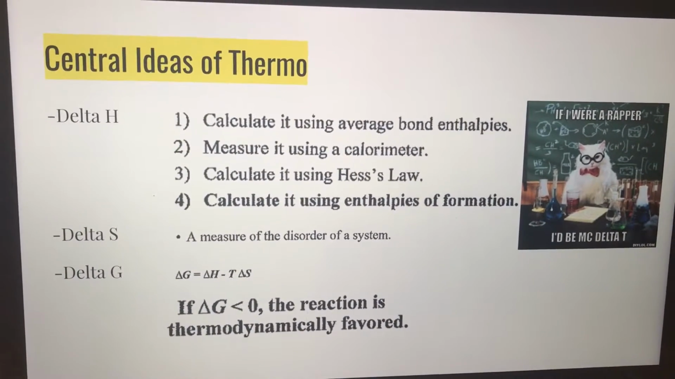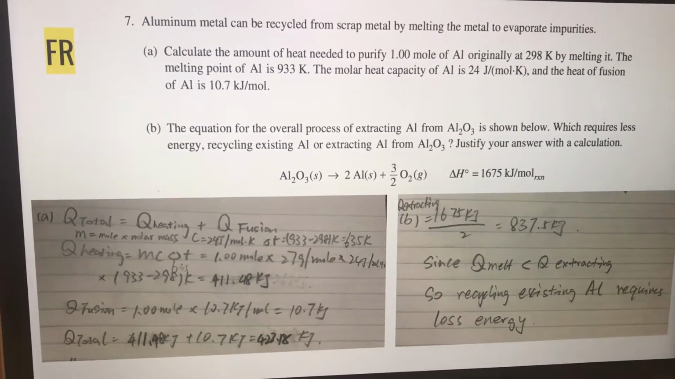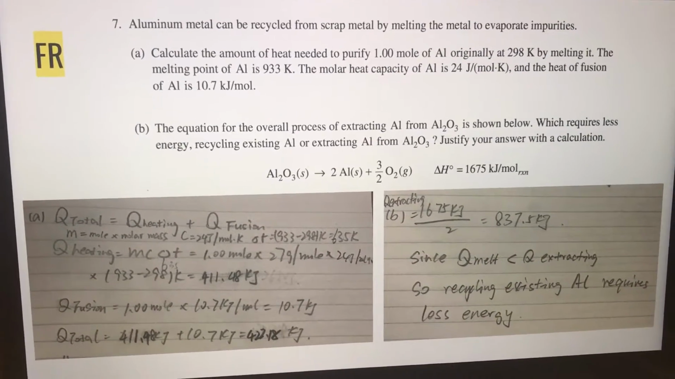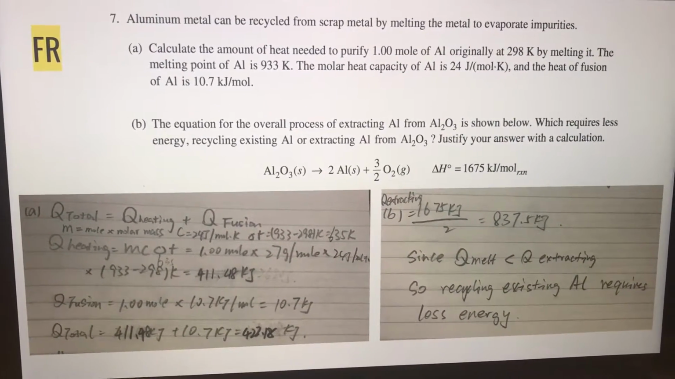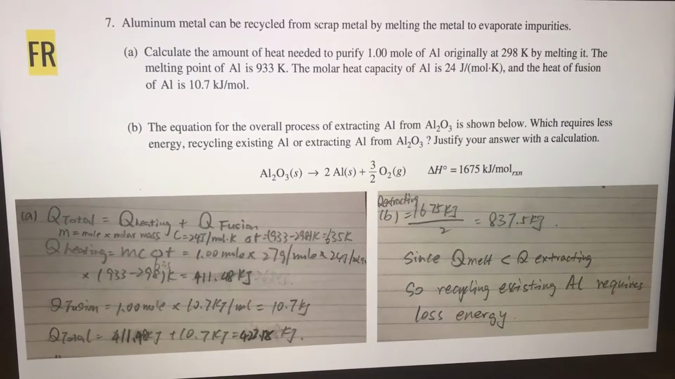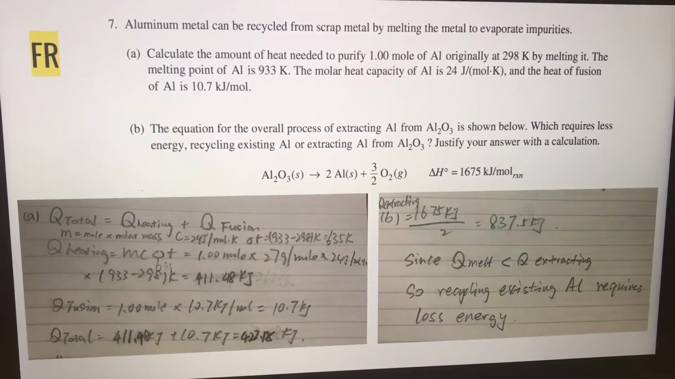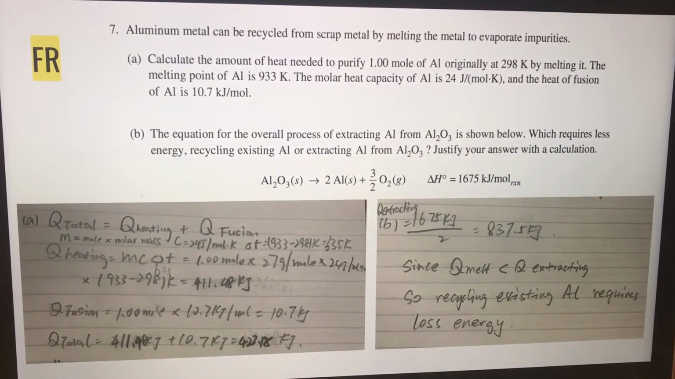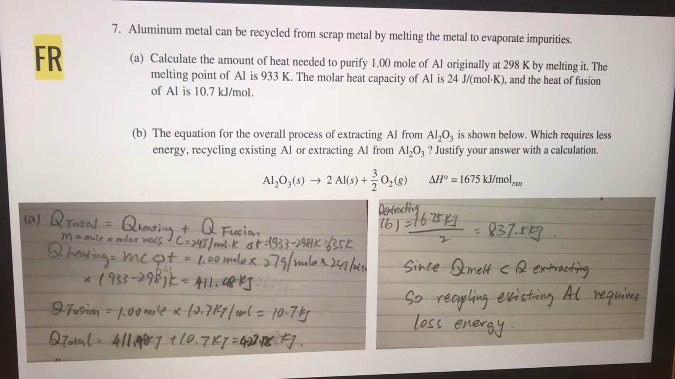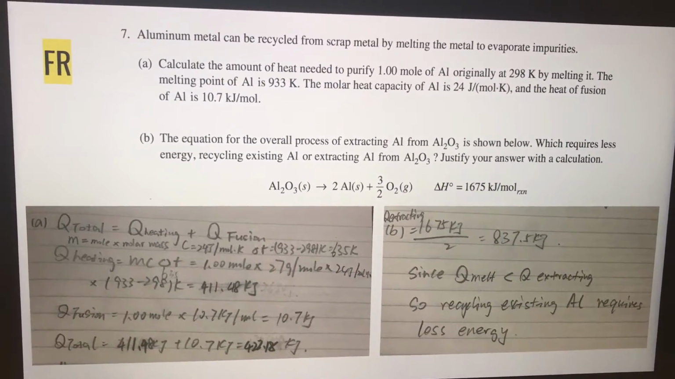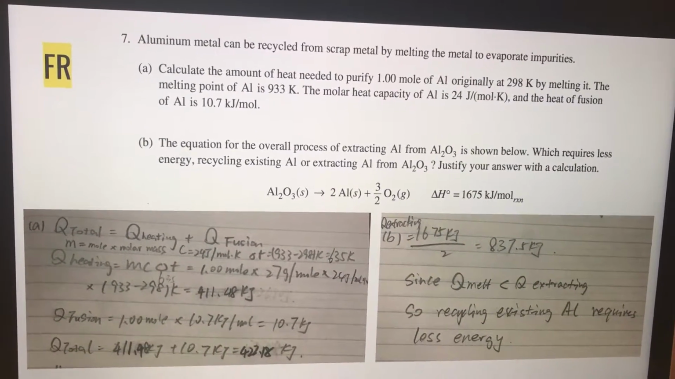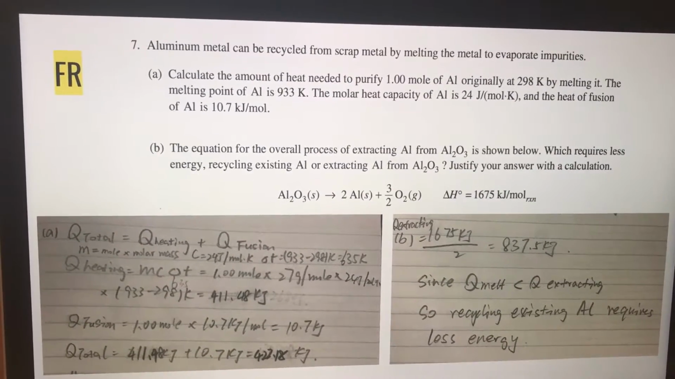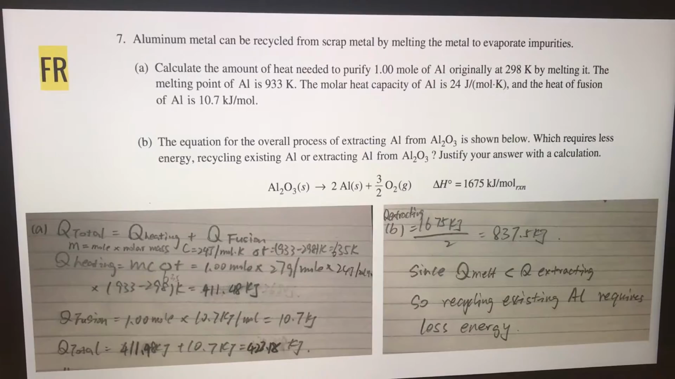So let's go over some questions. First is my free response question, which I selected from the 2015 AP exam. Let's read the question together. Aluminum can be recycled from scrap metal by melting the metal to evaporate impurities. Question A: Calculate the amount of heat needed to purify 1 mole of aluminum originally at 298 Kelvin by melting it. The melting point of aluminum is 933 Kelvin. The molar heat capacity is given and the heat of fusion is also given. So I think this question is a really typical thermal question.